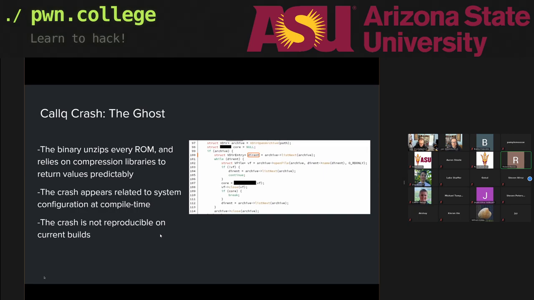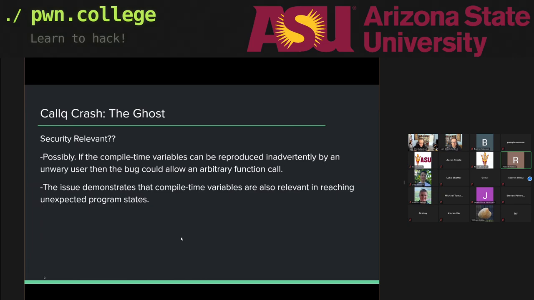We do believe that what's actually going on here is the crash appears because of a particular system configuration at compile time, and it's not actually reproducible on any current builds. However, it could still be security relevant. If the compile time variables can be reproduced accidentally by a user who's just following the instructions, then you could actually achieve an arbitrary function call, which could be part of an interesting proof of concept for an exploit.